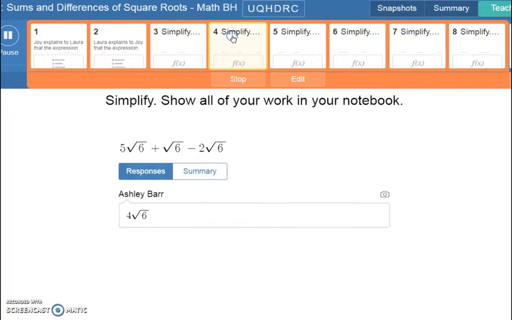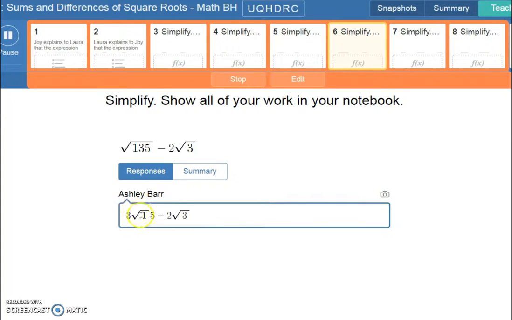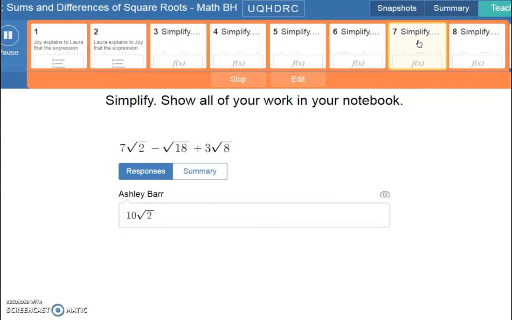Slide 4, the answer is 4 radical 6. Please be checking your answers as we go. Answer on slide 5, 3 radical 2. Make sure that if you need to see any of the work, you check the attached work on the Google Classroom. Slide 6, 3 radical 15 minus 2 radical 3. Notice these are not like terms. I cannot simplify any farther. Slide 7, 10 radical 2.